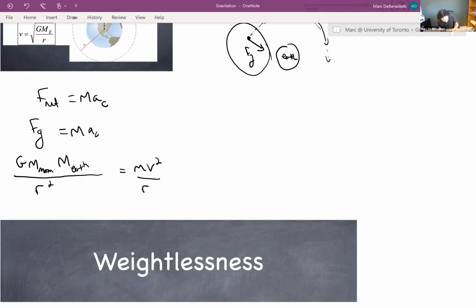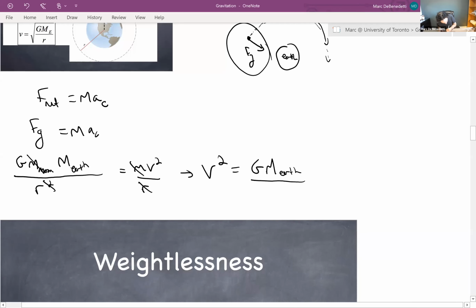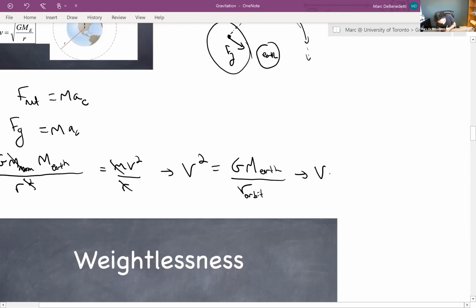And simplifying things a little bit, I can cancel one of the r's. I can cancel the mass of the moon, which is kind of interesting. And where does that leave me? It leaves me with v squared equals G M Earth over r. This is the radius of the orbit from the center of the Earth. And that means the speed of the moon is going to equal the square root of capital G, mass of the Earth, divided by the radius of the orbit.